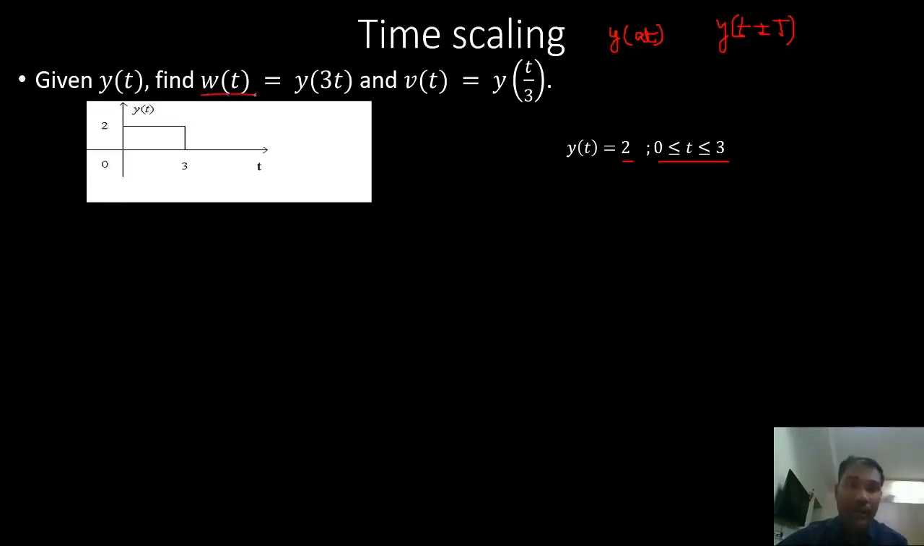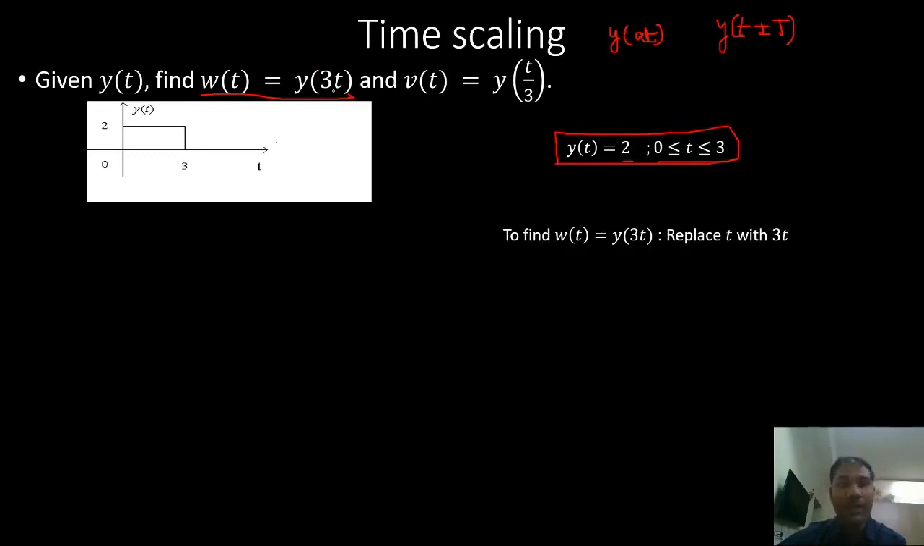So first we have to find w of t is equal to y of 3t. To find w of t equal to y of 3t, wherever there is t here, we replace it with 3t. 3t in place of t here, I am replacing it with 3t.